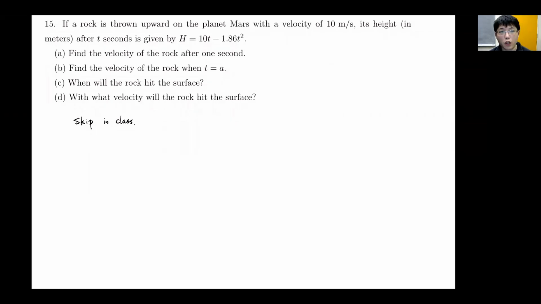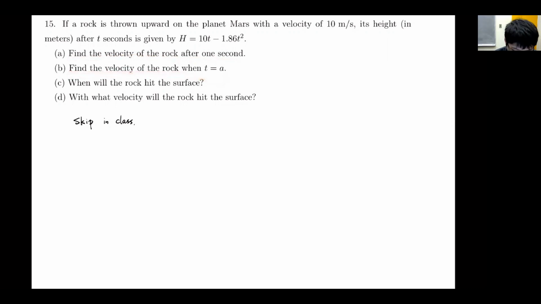In this supplementary video, we will discuss the solution to the two leftover velocity problems in exercise 5. Problem 15 says the following. If a rock is thrown upwards on the planet Mars with a velocity of 10 meters per second, its height after t seconds is given by h equals 10t minus 1.86 times t squared. We are asked to find the velocity of the rock after 1 second, and in general, the velocity of the rock when t equals a.